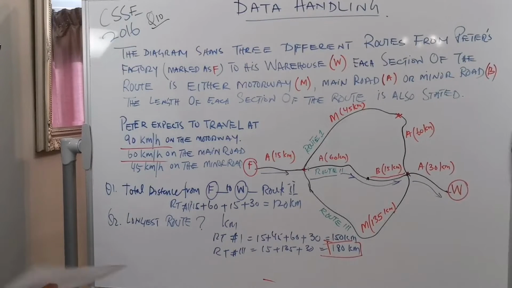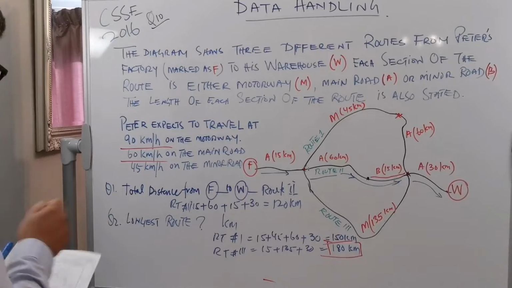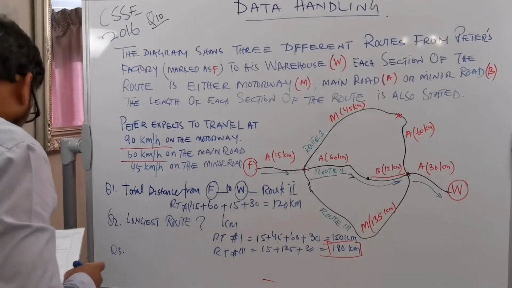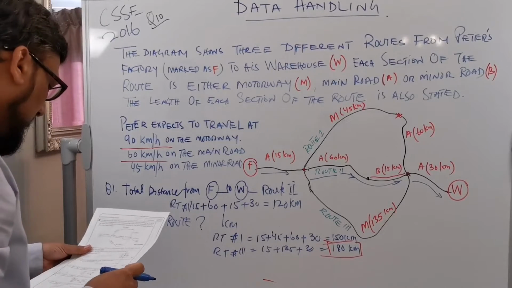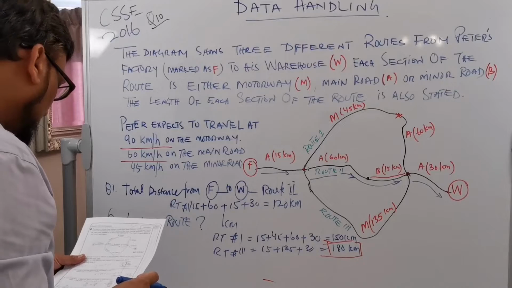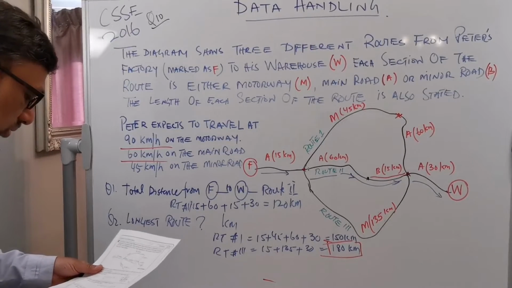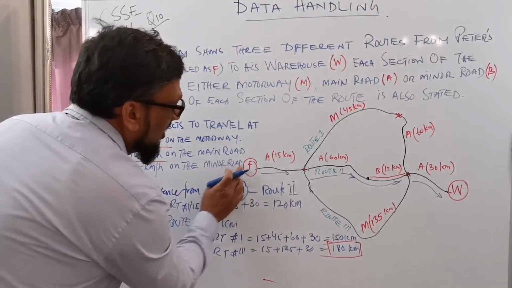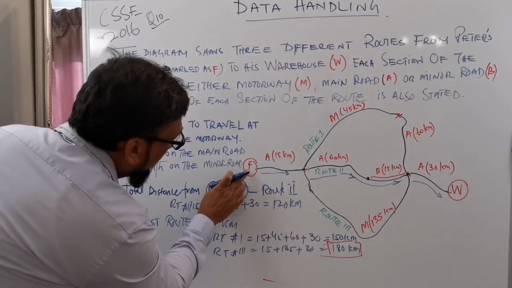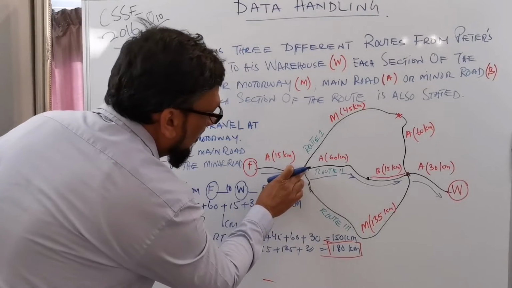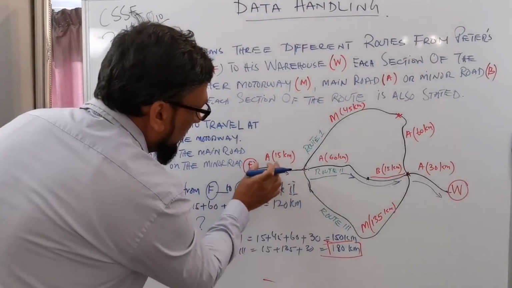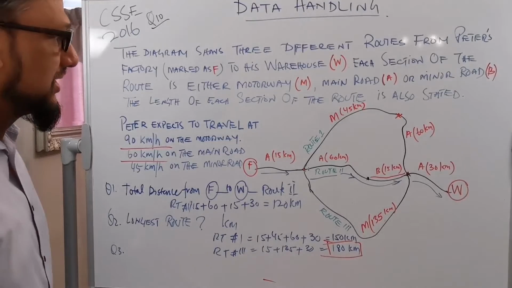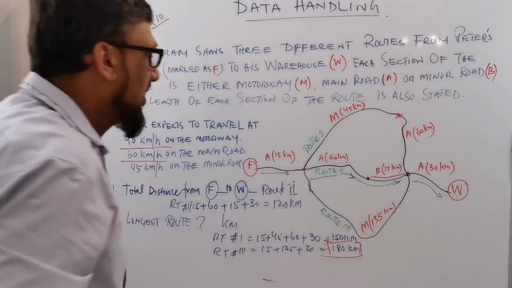And question number 3 is asking, how long in minutes will it take Peter to travel the first 15 kilometer on the main road from the factory? Okay, so starting journey, first 15 kilometer from factory to main road, this is the first 15 kilometer on a main road. So asking how many minutes taken for first 15 kilometer.